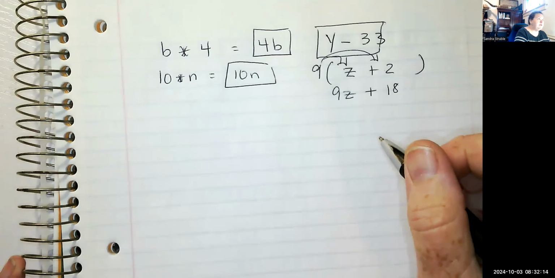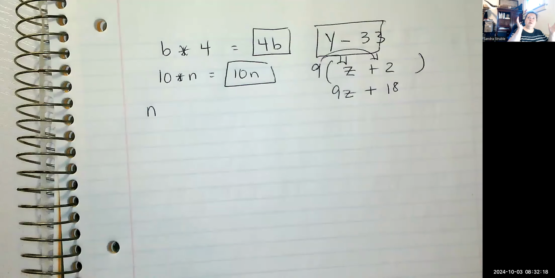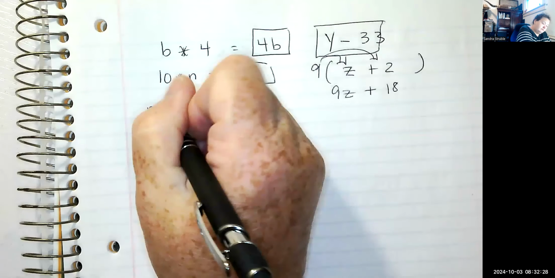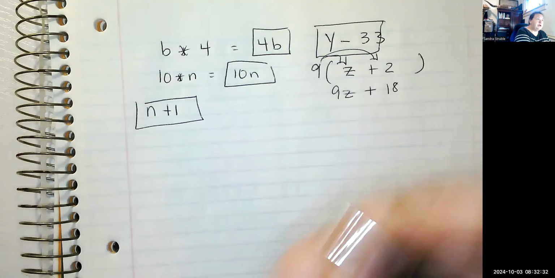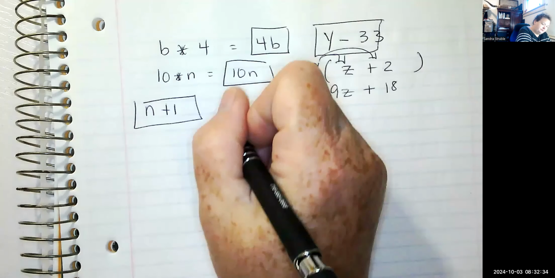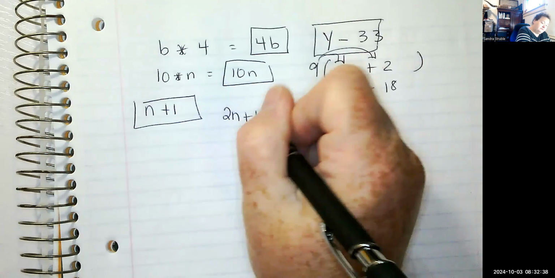Suppose N represents a number. Okay. N. What is the next number? Well, if 1 is my number, my next number is 2. How do I get from 1 to 2? I add 1. Suppose 2N represents a number. How do I get to the next number? Add 1.